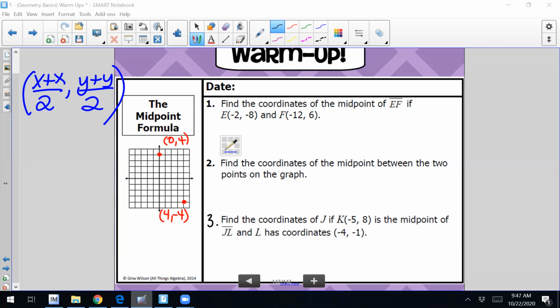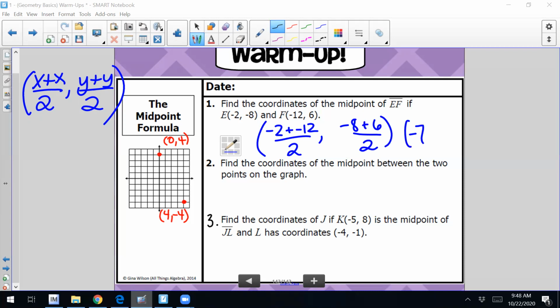All right, and so then all we have to do on number 1 is add up our x's and add our y's. Now, unlike the distance formula, it doesn't really matter who you start with because addition is commutative, so it can go either way. So we just have to add the x's together, divide by 2, add the y's together, divide by 2. So what is -2 plus -12? What's -14 divided by 2? Okay, so our x value is -7.